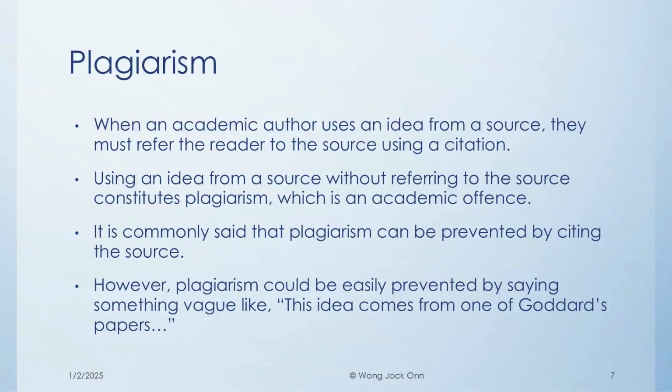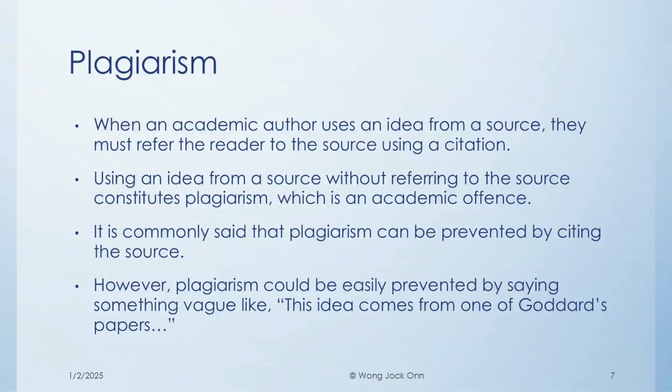Plagiarism. When an academic author uses an idea from a source, they must refer the reader to the source using a citation. Using an idea from a source without referring to the source, intentionally or unintentionally, constitutes plagiarism. Plagiarism is an academic offense. It is commonly said that plagiarism can be prevented by citing the source. However, an author does not have to cite a source to prevent plagiarism. An author could simply say something vague like, "This idea comes from one of Goddard's papers."